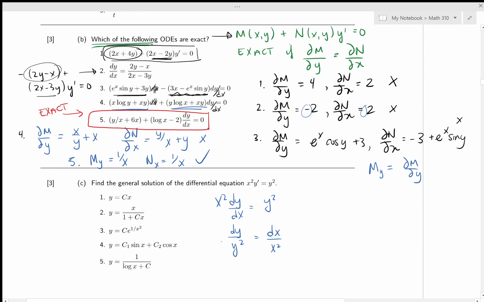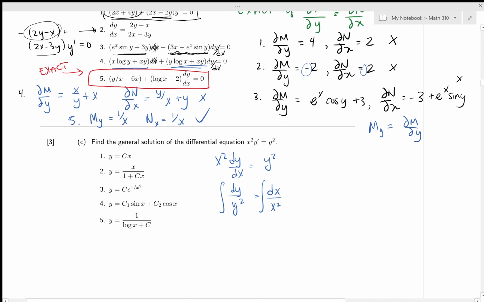Then I can integrate both sides, and I get the following integral here: minus 1 over y is equal to minus 1 over x plus c. And then I do a little bit of algebra on that, and I see that y is equal to x over 1 plus cx. And that is this thing right here. Okay.